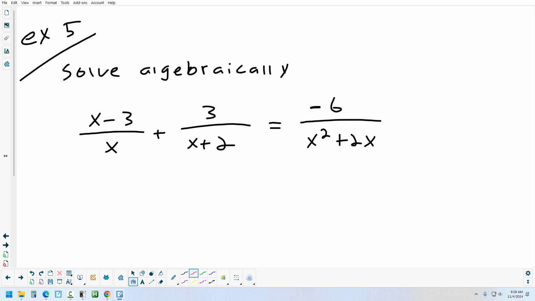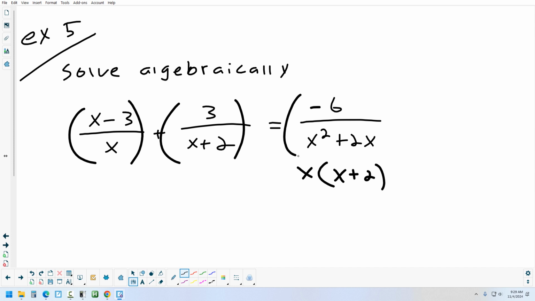Okay, first thing you want to check: if you multiply that times that, do we get what's up there? Yeah. So this times that is equal to that. That makes it a little bit easier. What are we going to multiply all 3 fractions by? x times x plus 2. So we have x(x+2), x(x+2), x(x+2).